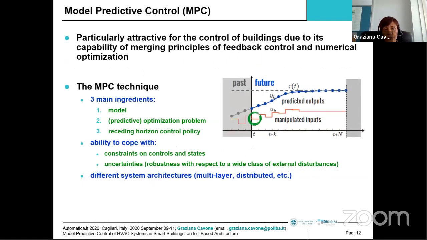As regards the model predictive control, as probably all of you already know, it is particularly attractive for the control of buildings because it has the capability to merge the principles of feedback control with numerical optimization. At the basis of MPC, we have three main ingredients that are the model, the predictive optimization problem, and the receding horizon control policy. Furthermore, MPC has the ability to cope with constraints on both control and states, and also with uncertainties that are, for example, external disturbances in the building. And we can also have different types of system architectures, for example, multi-layer, distributed, and so on.